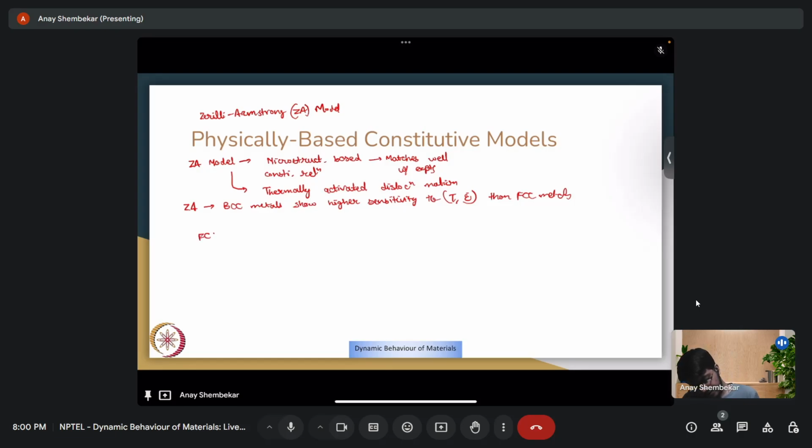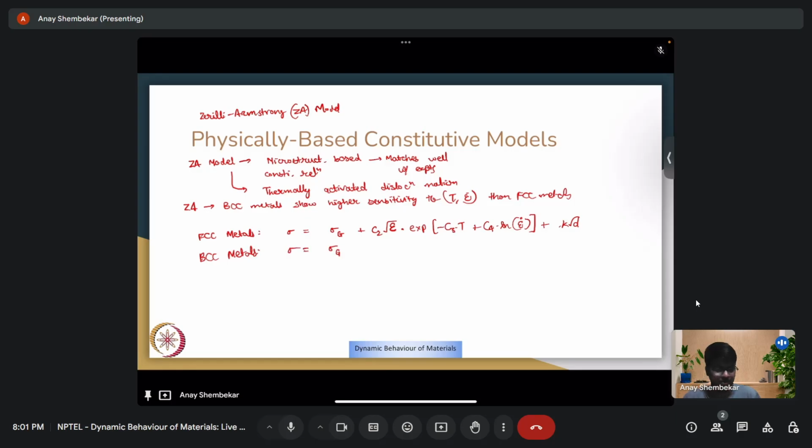So for the FCC metals, the ZA model looks like sigma equals sigma athermal plus C2 root epsilon, why this root epsilon, we'll get to in a moment, exponent of minus C3 T plus C4 T ln of epsilon dot, plus K root D. And for BCC metals, you have the flow stress as a summation of athermal stress plus C1 exponent of minus C3 T plus C4 T ln of epsilon dot plus K root D plus C5 epsilon to the n.